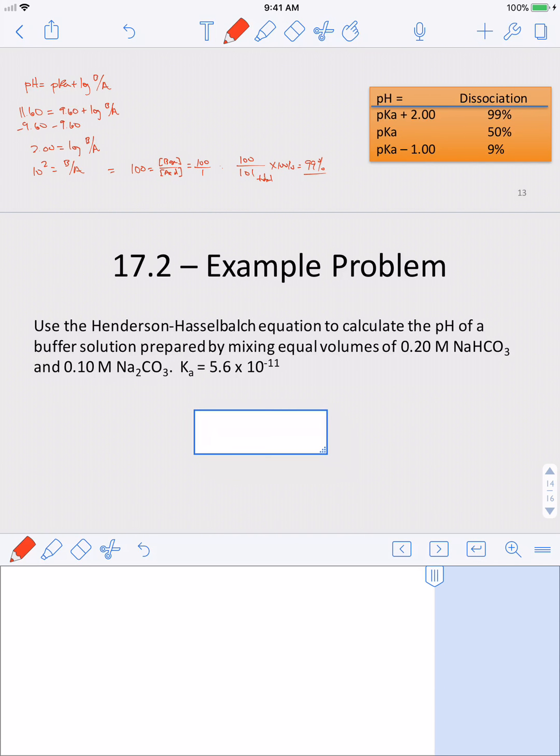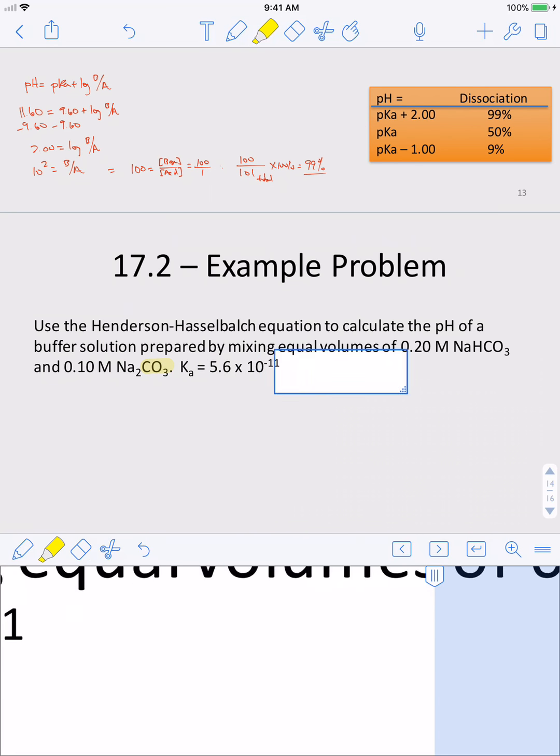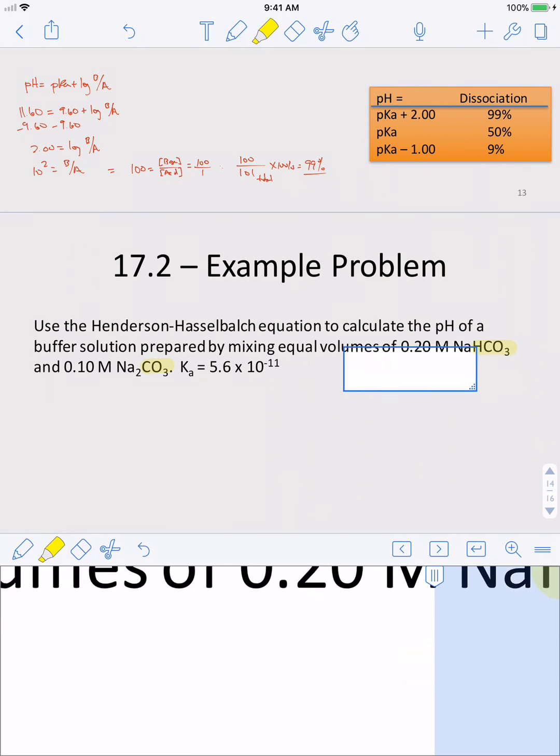All right, one more example of Henderson-Hasselbalch and we'll stop. Use the Henderson-Hasselbalch equation to calculate the pH of a buffer solution prepared by mixing equal volumes of 0.2 molar sodium bicarbonate and 0.1 molar sodium carbonate. So again here, we've got the commonality, which is CO3 2 minus and HCO3 minus, so these differ by 1 proton. Sodium is just a counterion to get my charged species into solution.